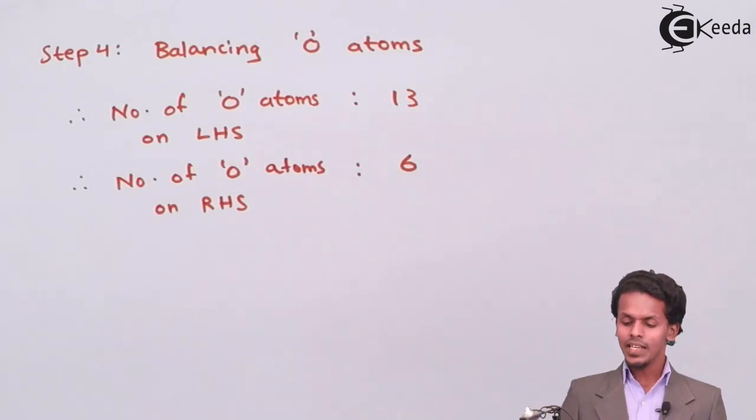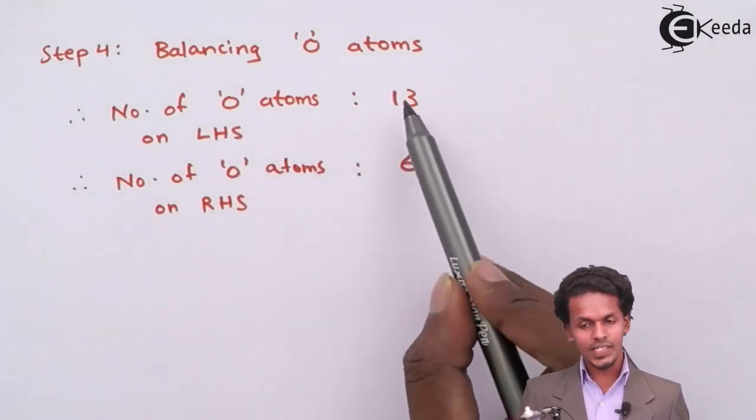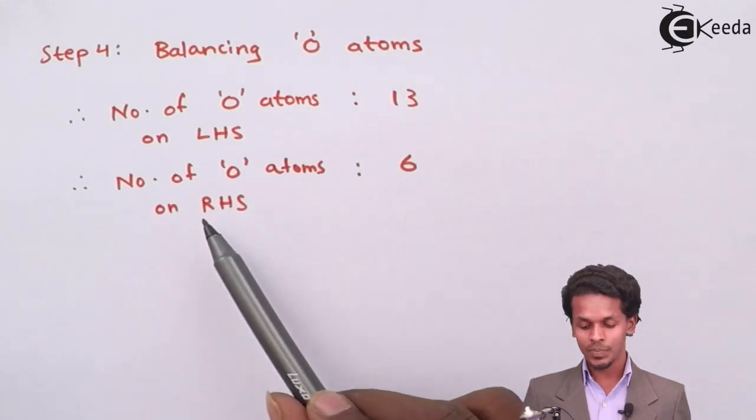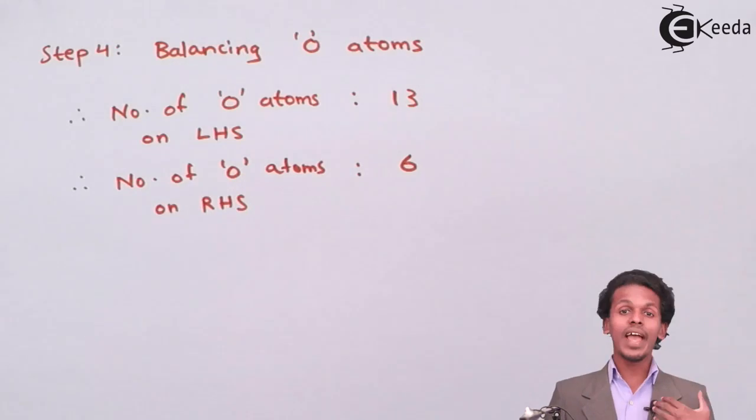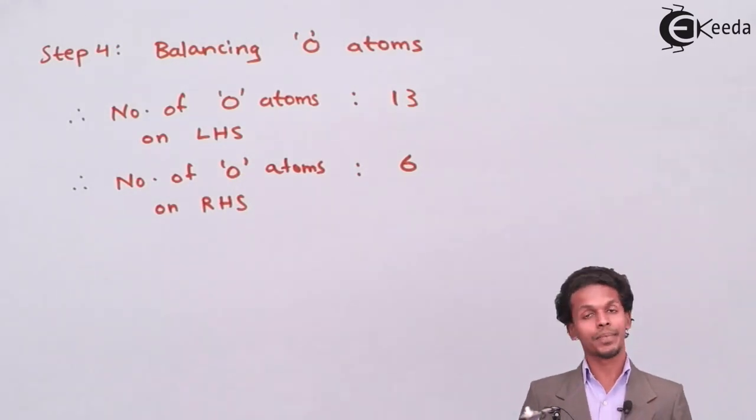But as we can see, the number of oxygen atoms on the left hand side, which is 13, is not balanced with the number of oxygen atoms on the right hand side. So what are we going to do? Now we are going to determine where the deficiency of oxygen is.